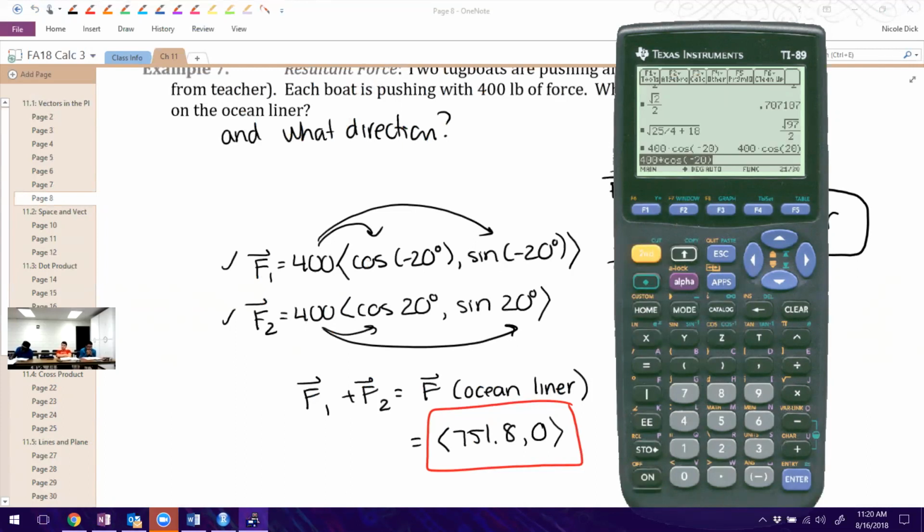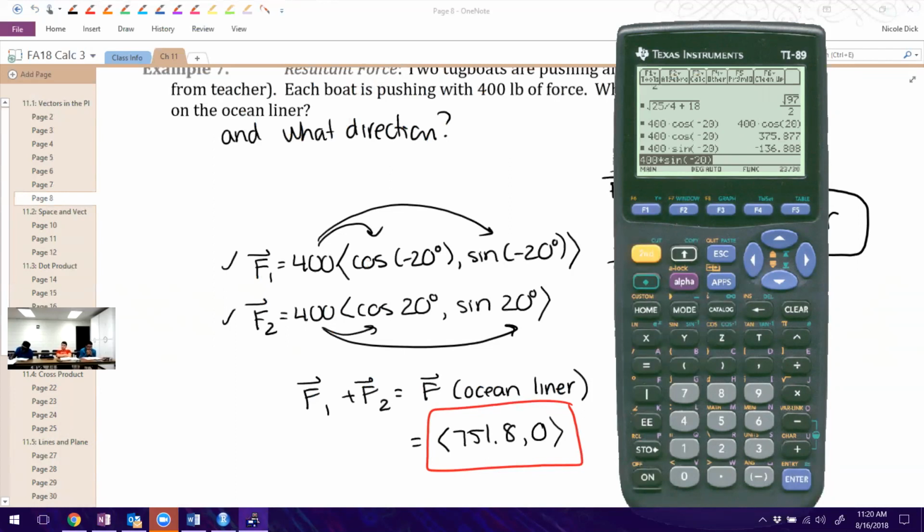Approximate. All right, so if we just had that first component for F1, we would have had 375.88 about. If we do 400 times sine of negative 20, that gives us negative 136.8 about. Okay, and so that would be the force from the first tugboat. That's its vector. That's what it's doing there.